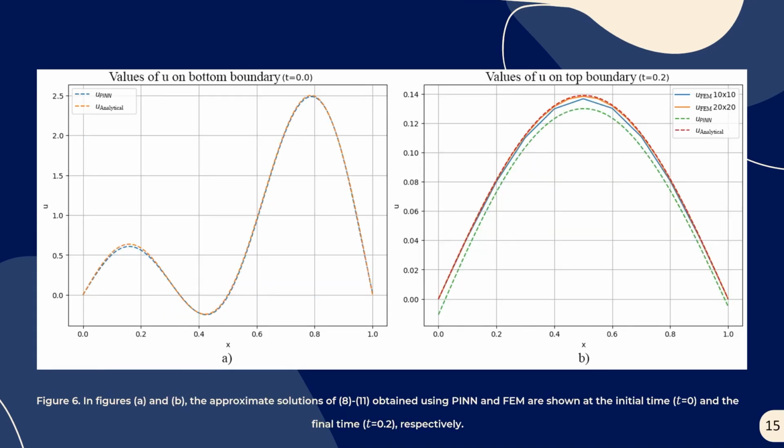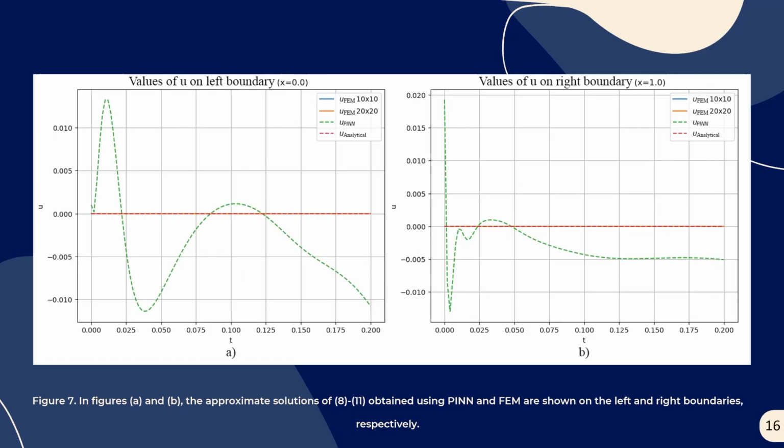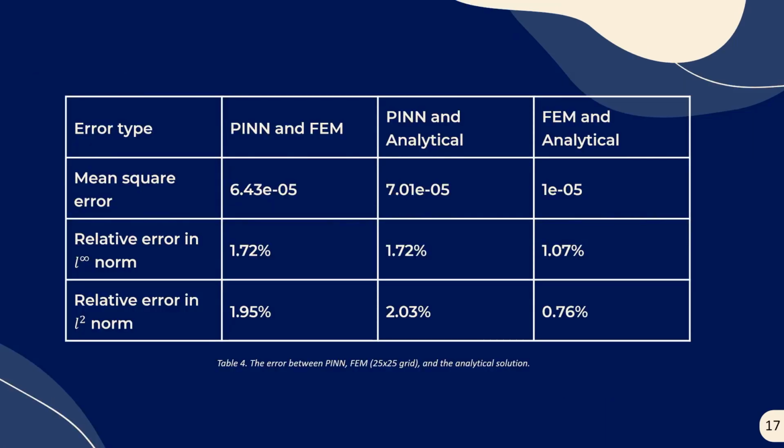For this problem, the analytical solution is known, so on the plots we have the approximate solution obtained by PINN, FEM, and the analytical solution at initial time on the left and at final time on the right. On these plots we have the approximate solution obtained by PINN and FEM and the analytical solution on the left and right boundary along the time axis. From this table, as you can see, the PINN after training has a relative error in L-infinity norm of about 1.7% when compared to FEM and the analytical solution.